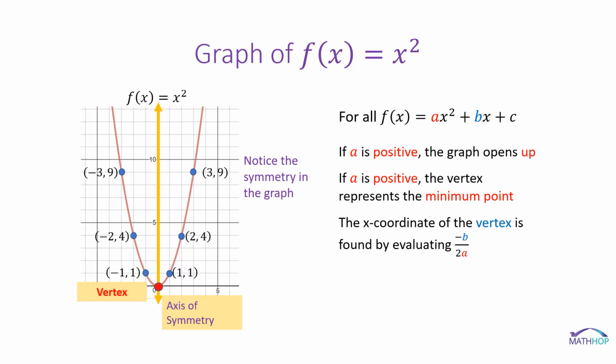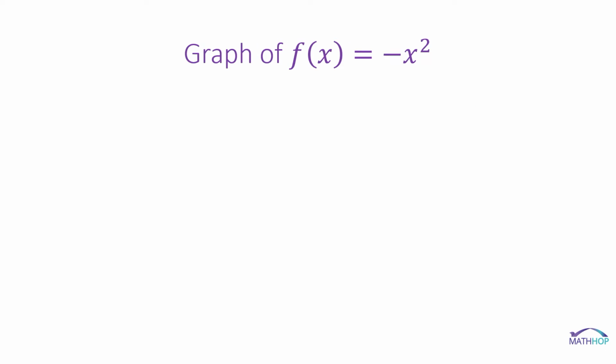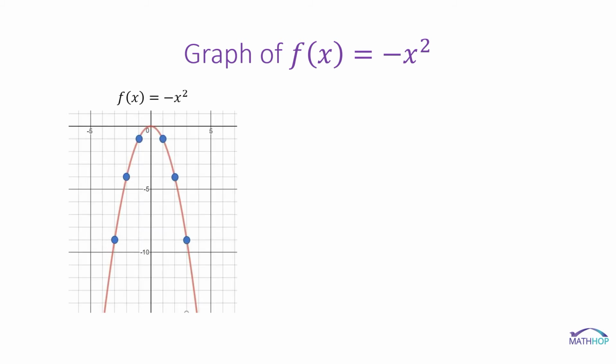Let's look at the graph of f of x equals negative x squared. So if we were to reflect this over the x-axis, okay? If you look at it, it has many similarities. It really has just been reflected over the x-axis. It still has symmetry. For negative 1, negative 1, there is 1, negative 1. For negative 2, negative 4, there is 2, negative 4. For negative 3, negative 9, there is 3, negative 9.